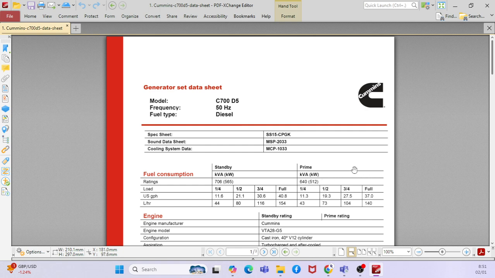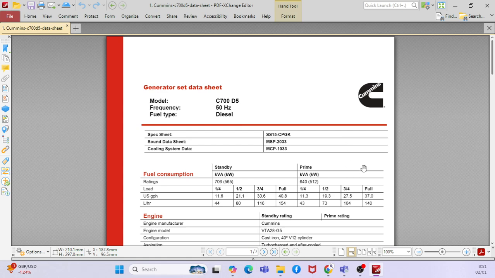They didn't give the continuous rating because this particular data sheet is only for standby and prime. The generator is the same generator, but it will work with two capacities. When it is in standby mode, it will give you one rating. When it is prime, it will give you another rating. I will tell you the reason why. Also, you will have another type of generator called continuous rating.